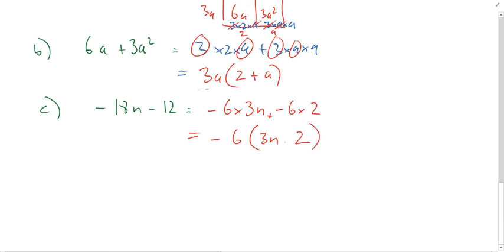And really, what's the sign going to be in the middle? Well, a negative times a positive is going to give me a negative. So that's going to have to be a positive number. And we can always check by expanding. Negative 6 times 3n, 6 3s are 18, 18n. Minus 6 times 2 is minus 12.